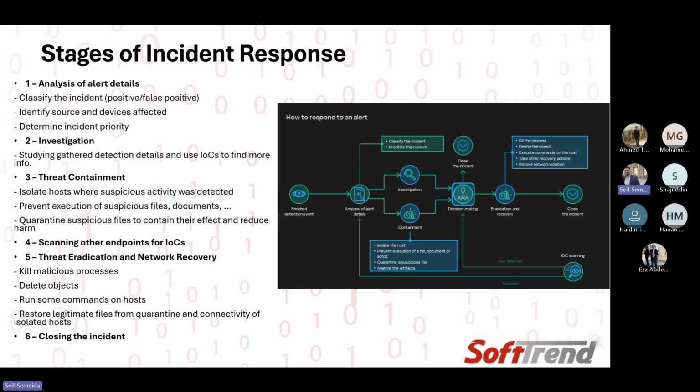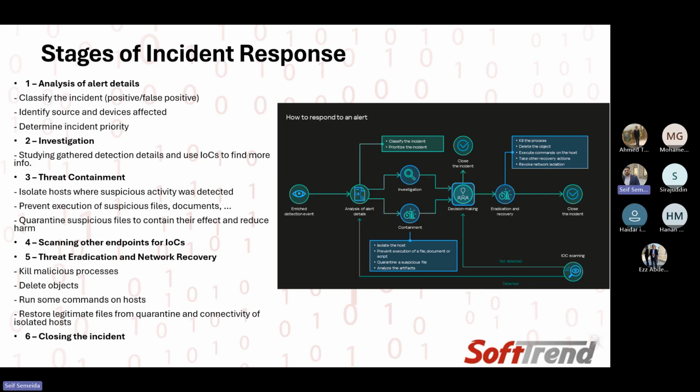It also identifies the source and devices affected, where the attack came from, and which devices it affected in the network. And the incident priority is also determined, if it's spreading into the network, or is it a minimal incident that is limited to one device and can be managed easily. The next stage is investigation, which is basically studying the detection details and using IOCs to find more information about the attack that's taking place.